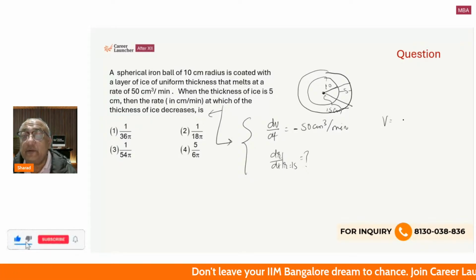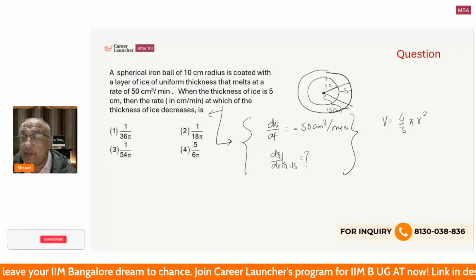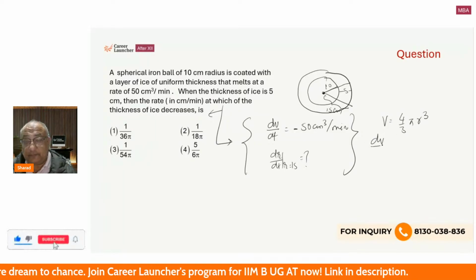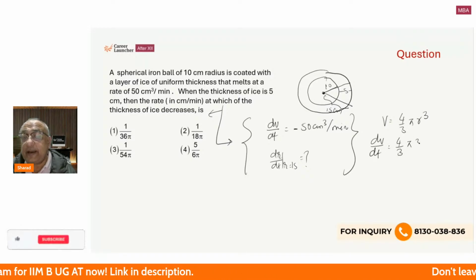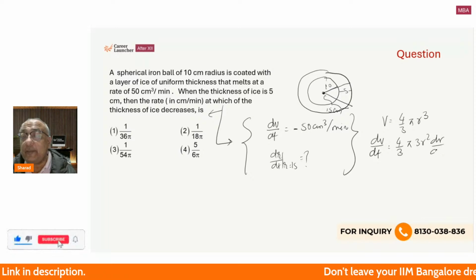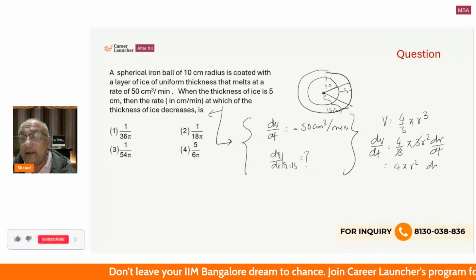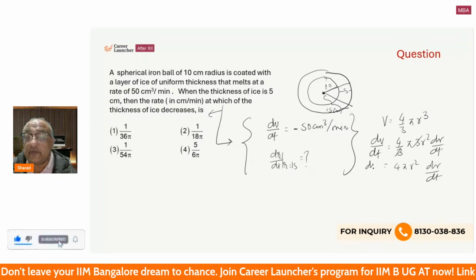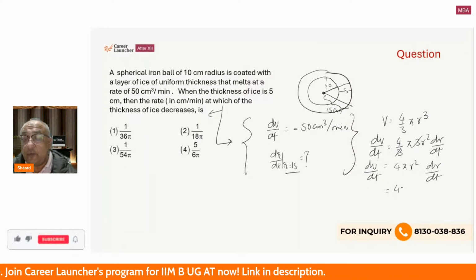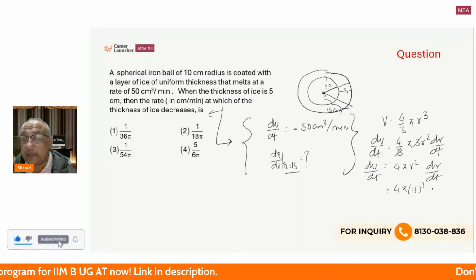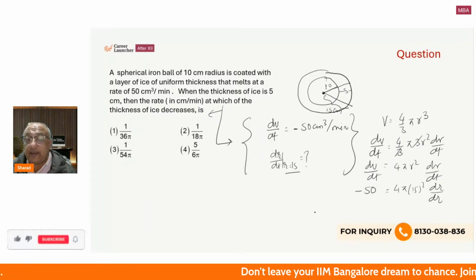Now, which formula I'll use? V is equal to, for a sphere, 4 by 3 pi r cube. Here now differentiation kicks in. This is 4 by 3 pi 3 r square dr by dt. This 3 and 3 will get cancelled. You will get 4 pi r square dr by dt. Now let us put those values. R is equal to how much? 15. So I'll put 4 pi 15 whole square. Here I'll put dr by dt, which I have to find out. Here I'll put minus 50.